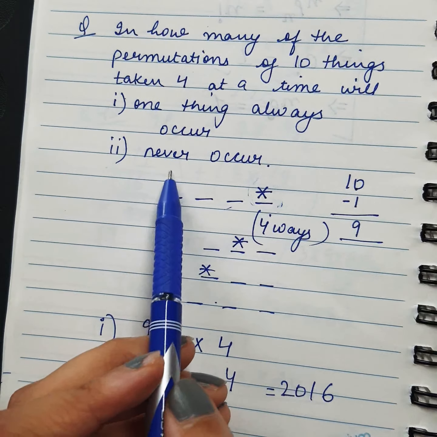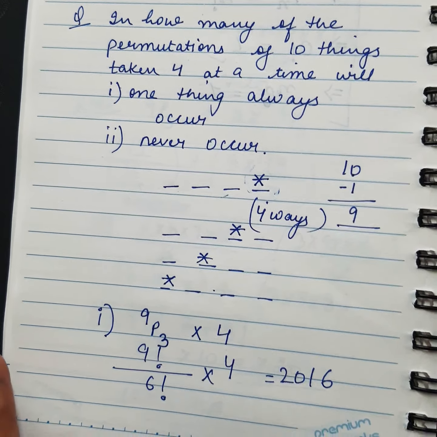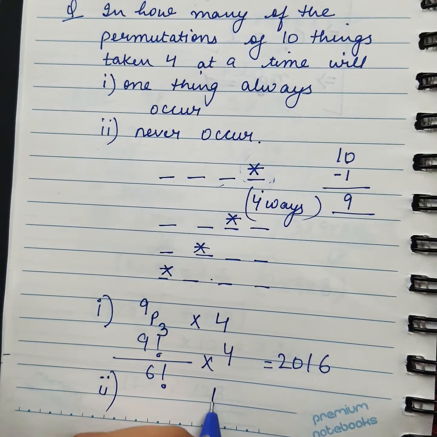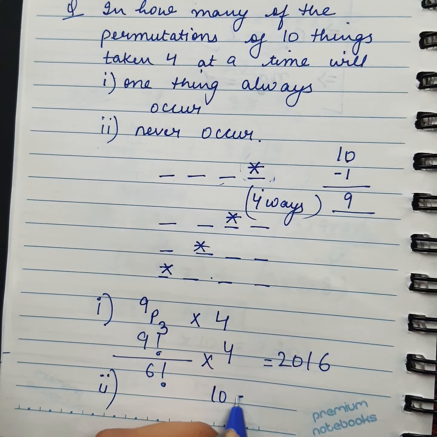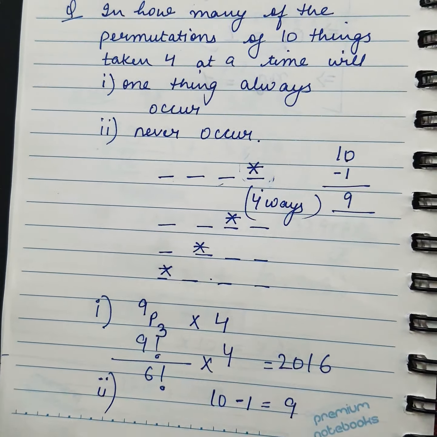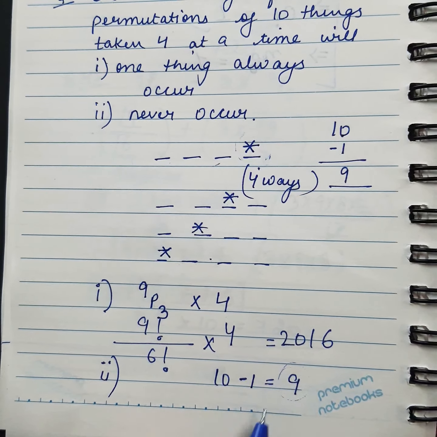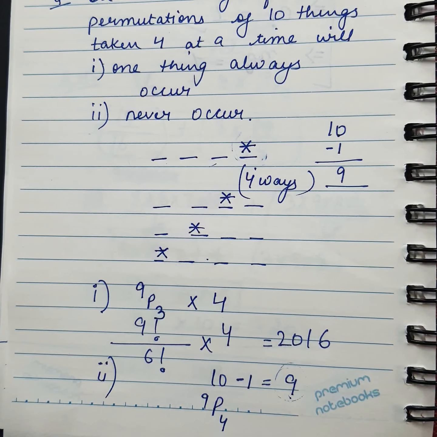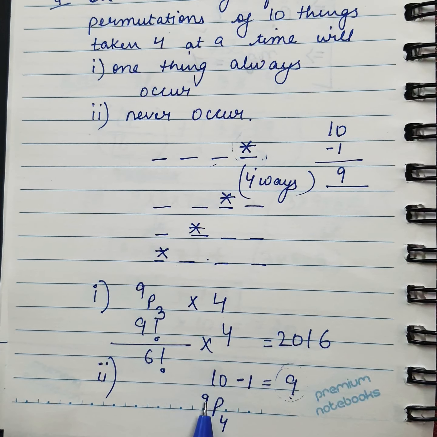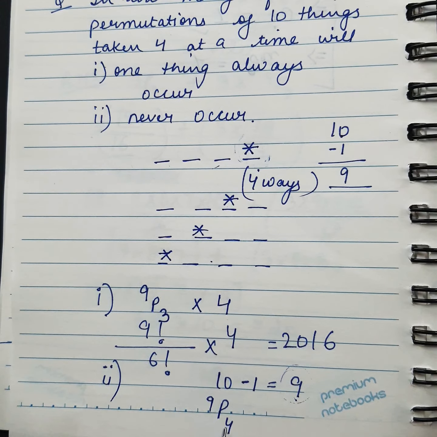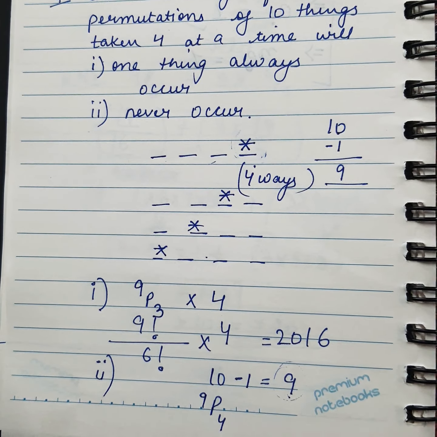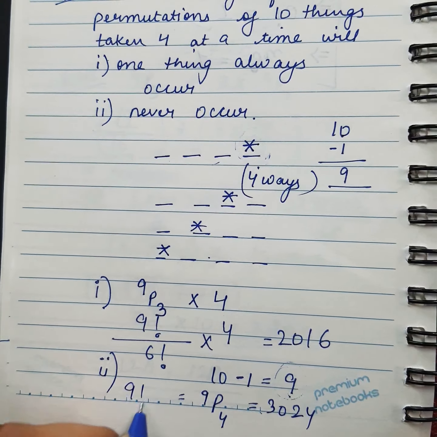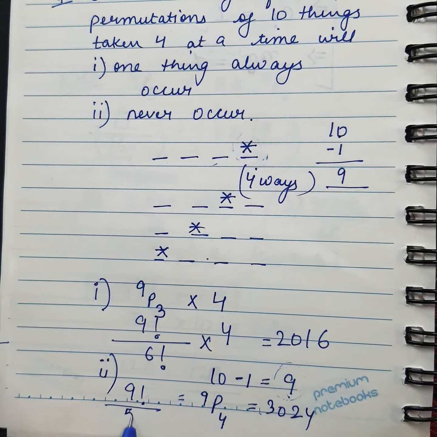Now let's see the second case, never occur. Out of the 10, total is 10, one thing will never occur, so we are removing it from that group. So now out of 9, all the 4 spaces are supposed to be filled. It is as simple as that. 9P4, out of the 9 things we are going to select 4 of them, which is 3024. If you apply the proper formula, 9 factorial upon 9 minus 4, 5 factorial.